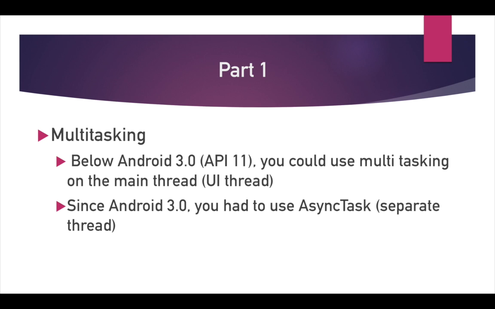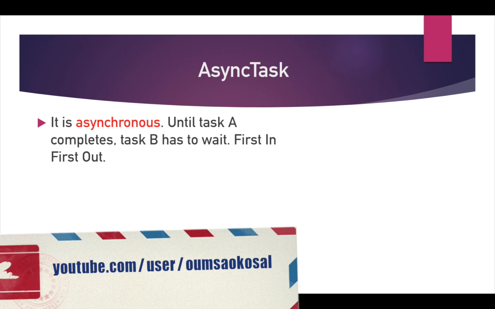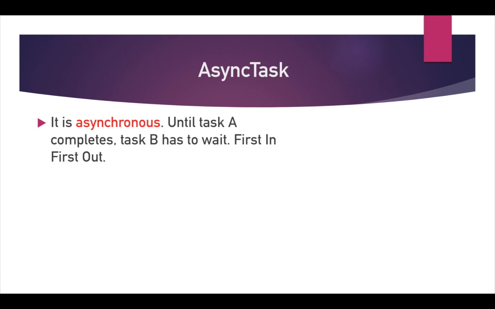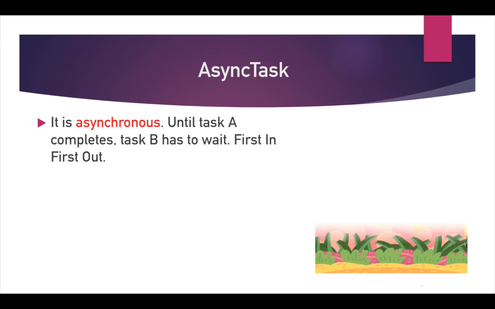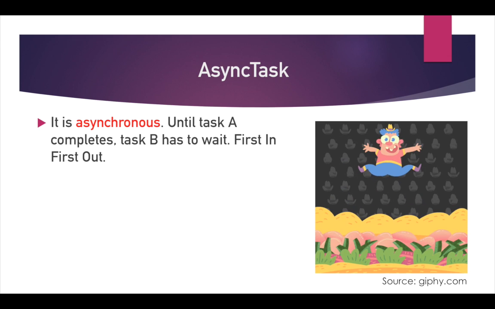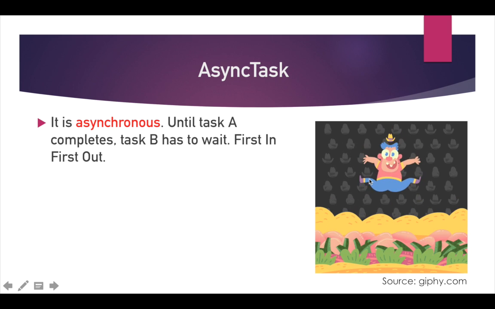Then Android 3.0 introduced another library called AsyncTask. So that was good. That was enough for many applications. But still, AsyncTask is just asynchronous. Until task A completes, task B has to wait. It's something like this. Until you hit the floor, you have to wait in the air. Something like in the picture over here.